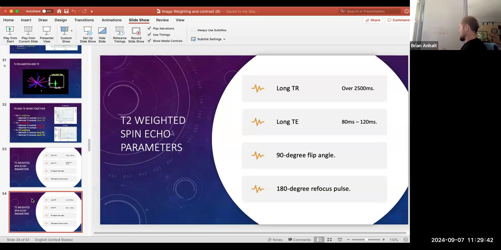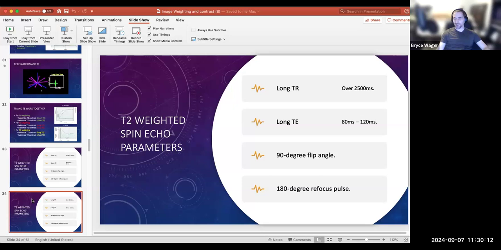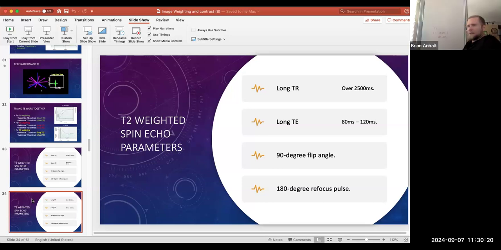Also, a long TE. A long TE for our purposes is going to be somewhere between 80 and 120 milliseconds. What happens if I go below that? What if I select 30 milliseconds? You're not going to see much variation between the different tissues. Yeah, because you're not going to have a lot of T2 decay happening, right?